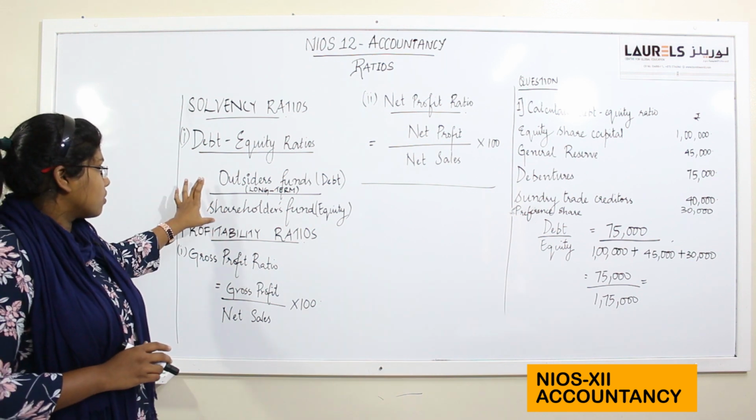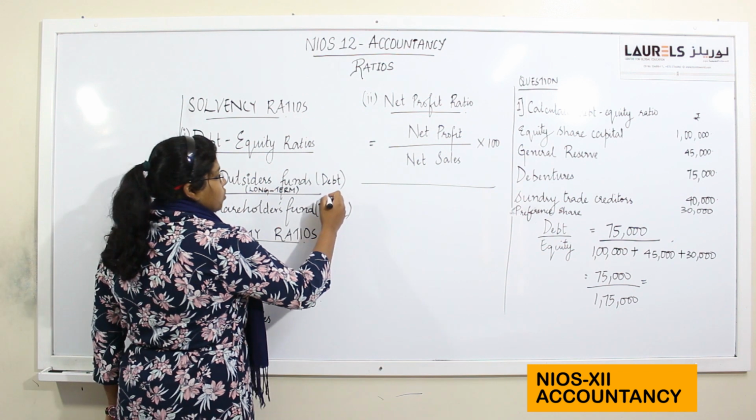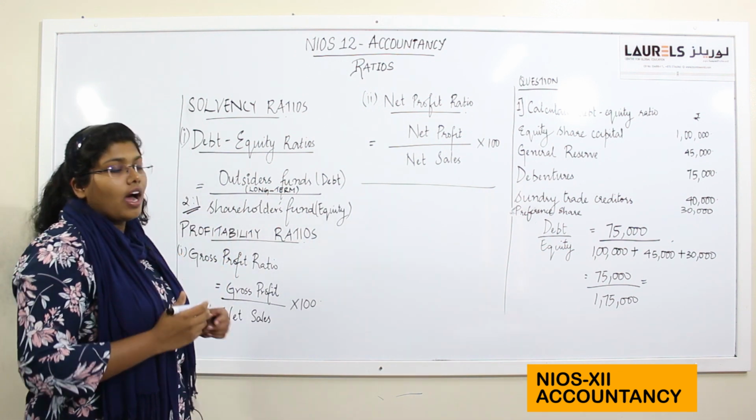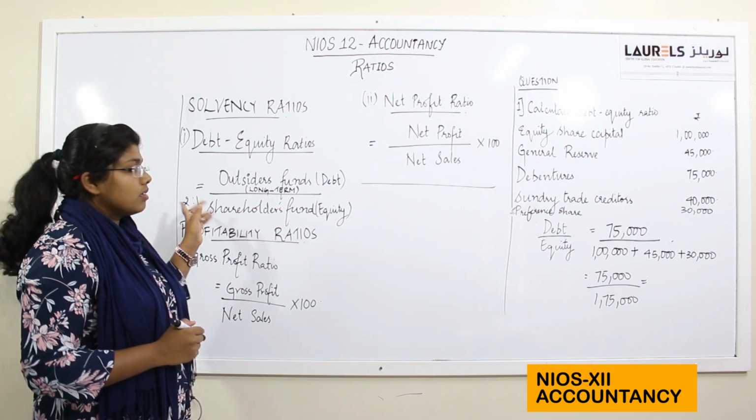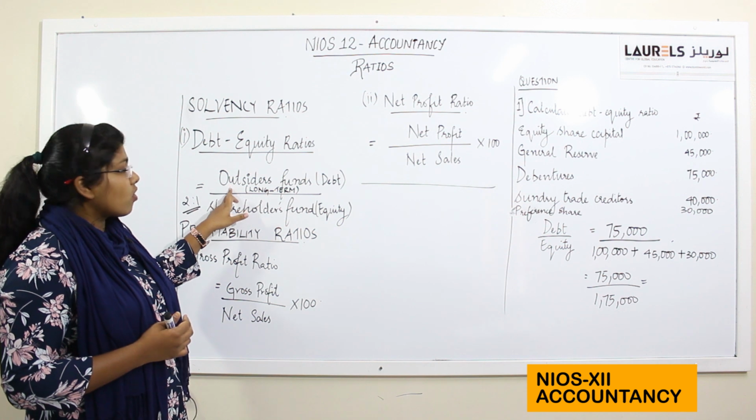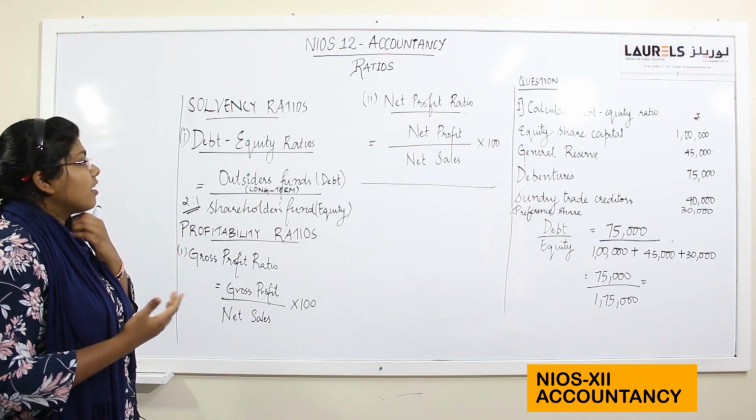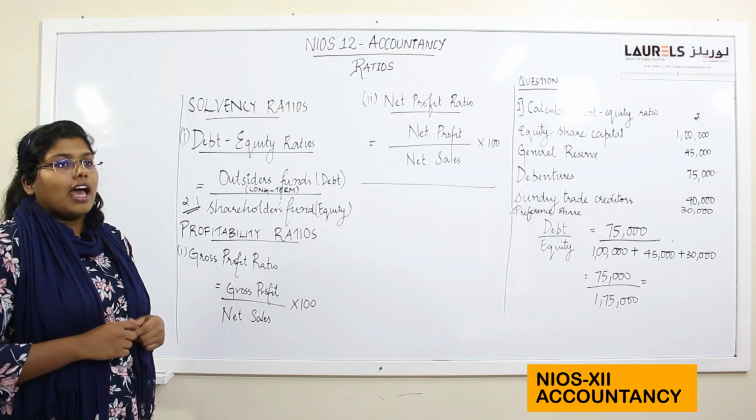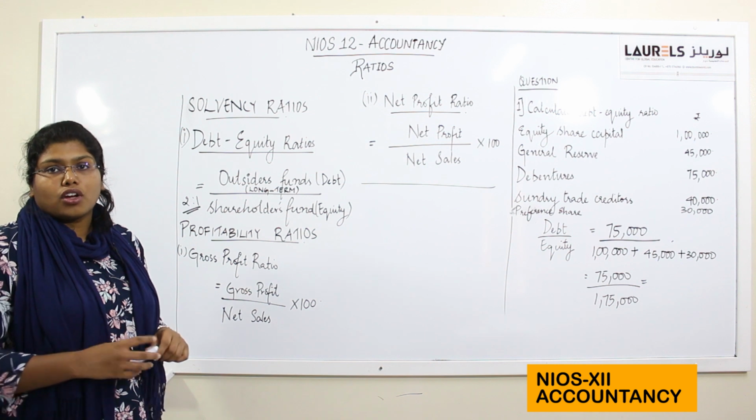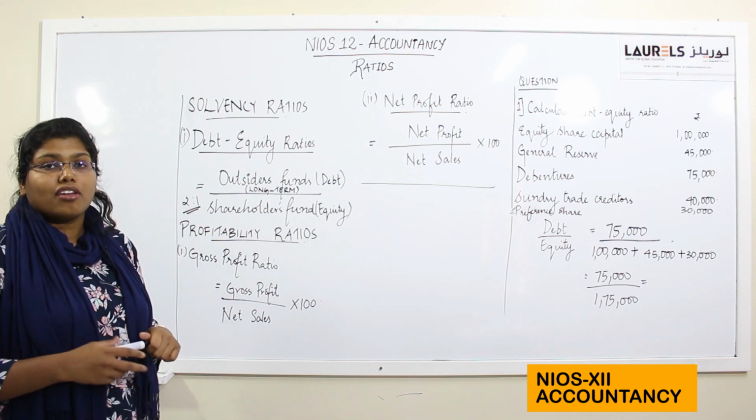So that is the first ratio, and the ideal ratio for it is 2:1. Any ratio higher than this is bad. Why? Because it shows that the company has more outsiders fund. More outsiders fund means more risk that we have to pay back the debt, and it will also affect the financial standing, the long-term standing of the firm. Therefore, a ratio higher than this is considered risky for the business.